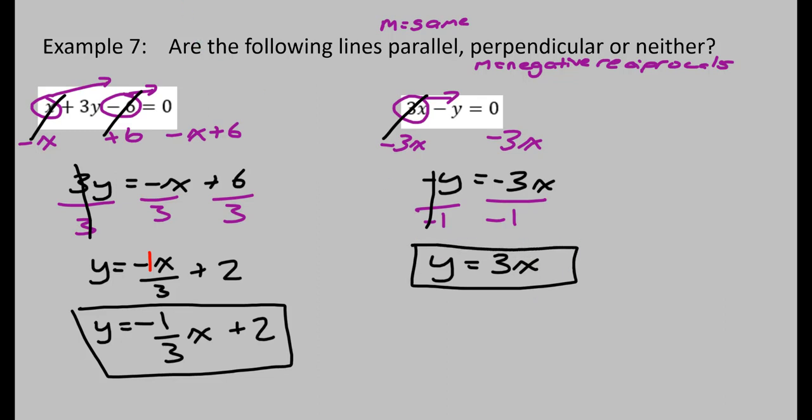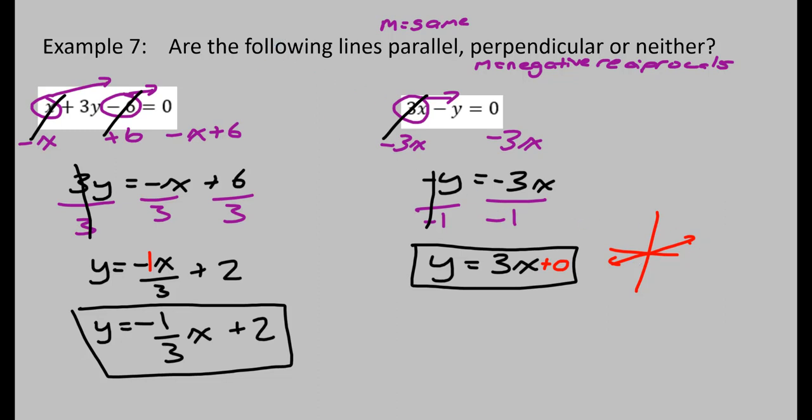And just in case you were confused in 5.1, remember, if there is no b value here, it doesn't mean that the y-intercept doesn't exist. It means that the y-intercept is actually 0. So if I were to graph it, it crosses through the origin like that, and then goes up 3 and to the right 1.